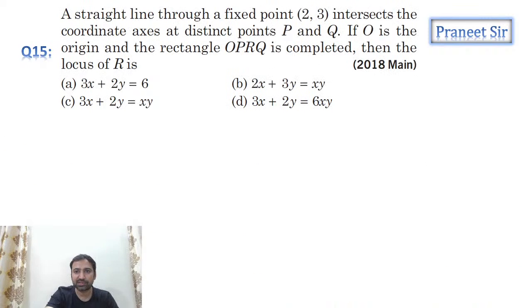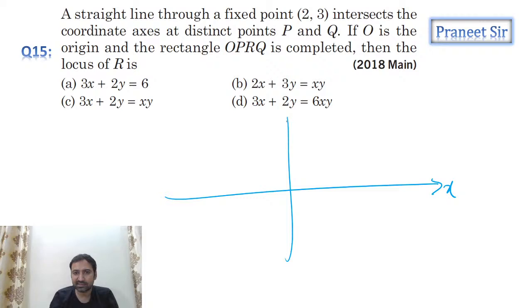Chalo, let's do the next question. Yeah, this is the next question we have. A straight line through a fixed point (2, 3) intersects the coordinate axes at distinct points P, Q. Let's take the coordinate axes, x axis and then y axis. So there is a line that passes through (2, 3). You can take this point as (2, 3).